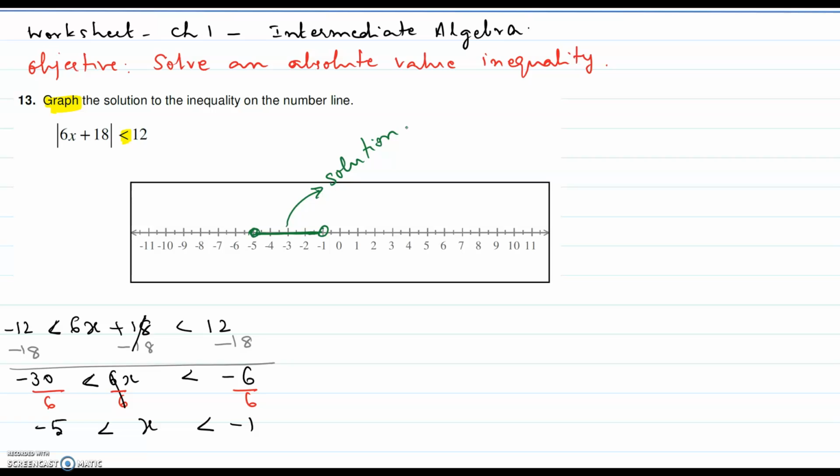In case for the same problem, they ask you for the interval notation, that's not asked in this problem. In case they ask you for interval notation, the answer would be negative 5 through negative 1, with open parenthesis, open parenthesis, an open interval. So if the question was for interval notation.